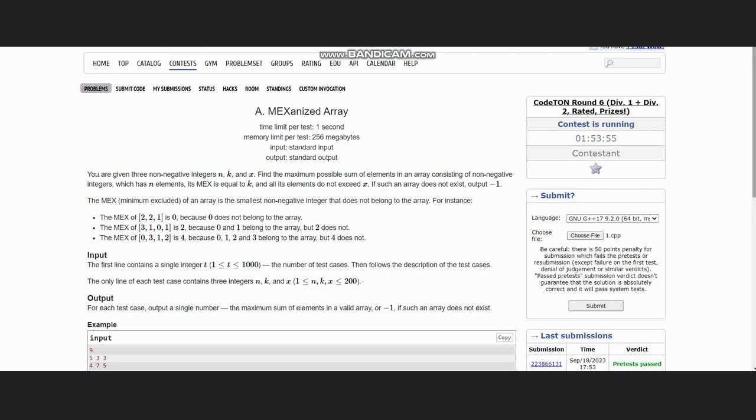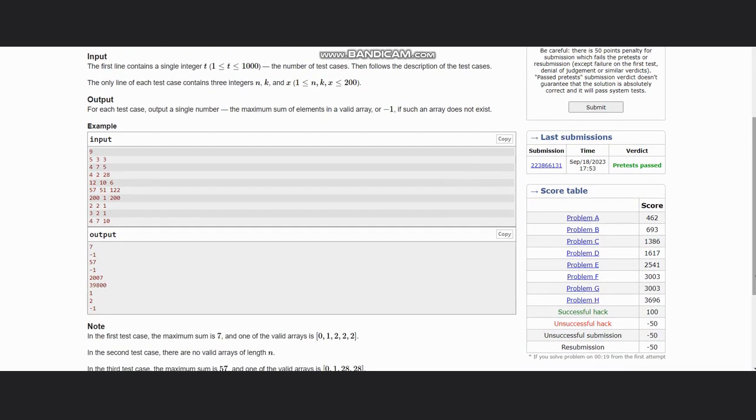So the question states that we are given n, k, x. Here we have three integers. You can name them n, k and x. Now it is a very interesting problem. You know that the mex value is k and your numbers can't exceed x. So first of all, let's take some normal cases where you can easily predict what you can output.